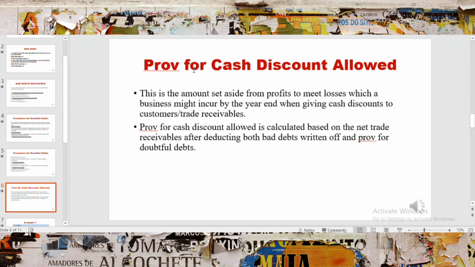So there is what you call provision for cash discount allowed. Provision for cash discount allowed is the amount set aside from profits to meet losses which a business might incur by the year end when giving cash discounts to customers or trade people. I came across a certain question paper according to Zimsec where they asked the treatment of cash discount allowed. That's why I've added this note so that you may get assistance on how you can tackle that question. You can also research more on provision for cash discount allowed and how to tackle it.